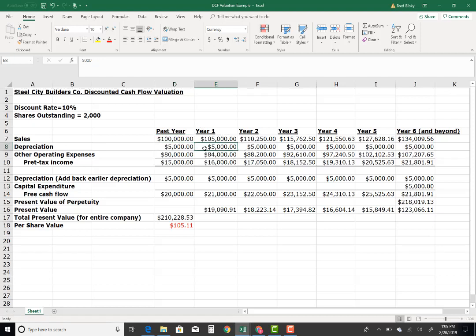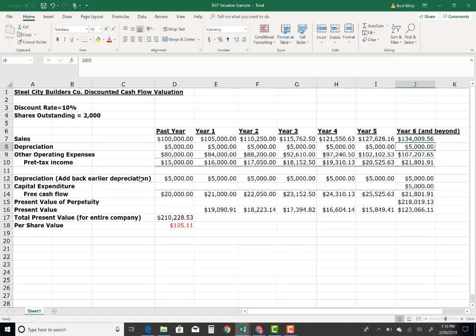Notice I used just a constant depreciation amount. You could just use the depreciation from the current financial statement and use that across the board. That's not the most accurate way to do it, but I'm trying to simplify the process a little bit here until we get the hang of this. So you could use a constant depreciation rate, but just make sure you're showing the change in sales and operating expenses over the next 6 years for your company.